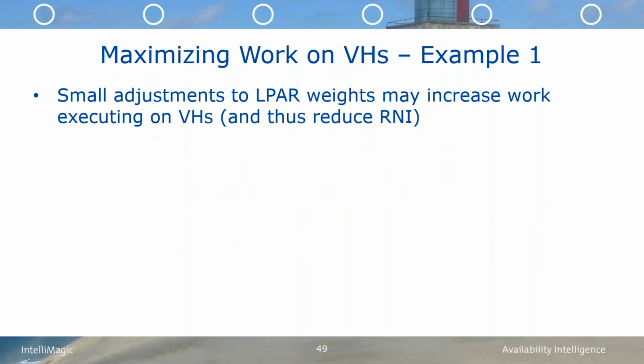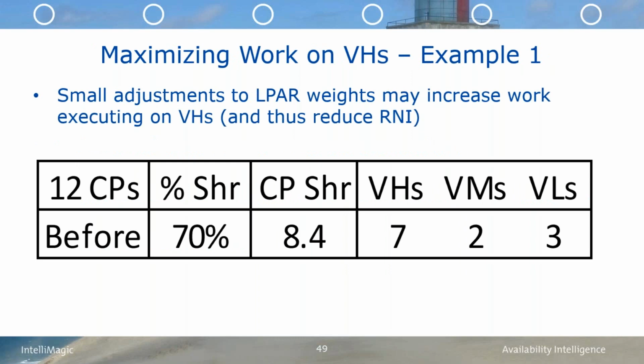So this first use case involves a small weight change. Now notice with this vertical CP configuration for a large LPAR, the CP share is just below the cutoff point where an additional vertical high would be assigned.